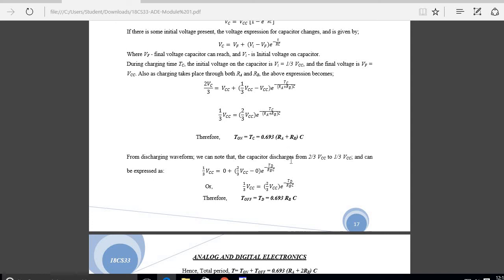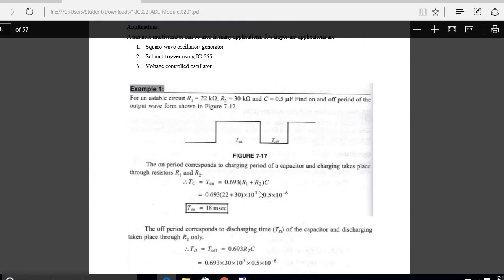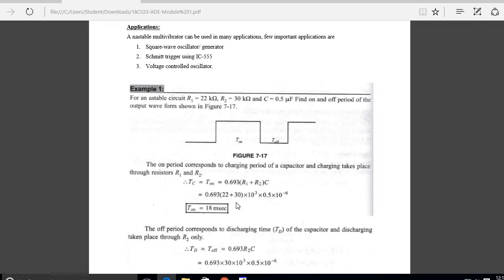Whatever the resistor value, the respective value has been given. Ra is nothing but R1, you should think. Rb is nothing but R2, like that. Don't get confused. Okay. So directly substitute in this equation. What is the value of R1? R1 has been given as 22 kilo, which means 10 power 3, plus R2 is what?